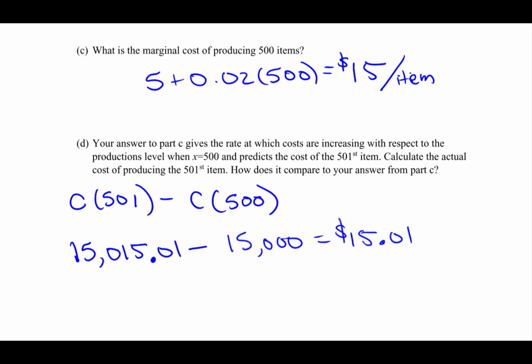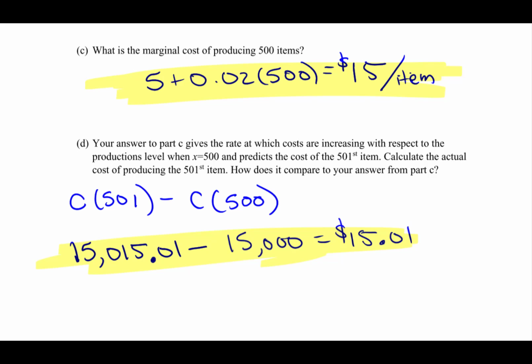So we're asked to compare that to our answer in part C, because what we just computed is the actual cost of producing that 501st item. If I go from having 500 items and then 501 items, and I just calculated that I spent an extra $15.01, why is that not the same as my answer in part C of my rate of change? Those should be the same. That's the point of using the derivative, so that we don't have to do this calculation every single time.